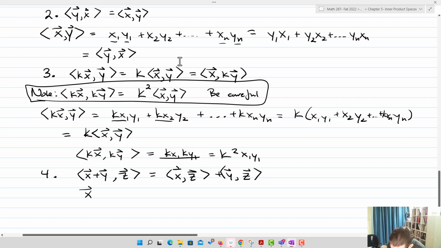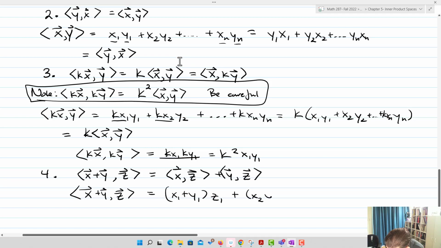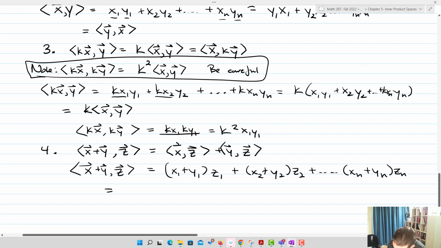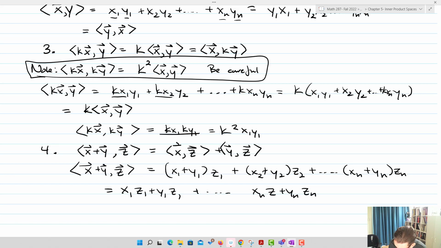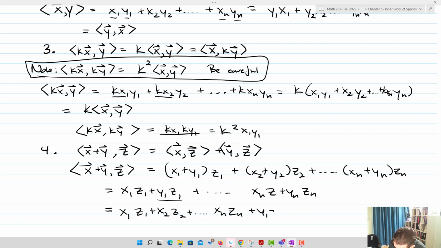So I've got x plus y dotted with z, which is going to equal x1 plus y1 times z1, plus x2 plus y2 times z2, plus, and then we go all the way down to xn plus yn times zn. And this will then equal x1 z1 plus y1 z1, and then that'll go all the way down to xn zn plus yn zn. And then that'll end up being equal to, we'll just reorder, x1 z1 plus x2 z2 plus dot dot dot xn zn, plus y1 z1 plus y2 z2 plus, and then we'll go all the way down to yn zn.